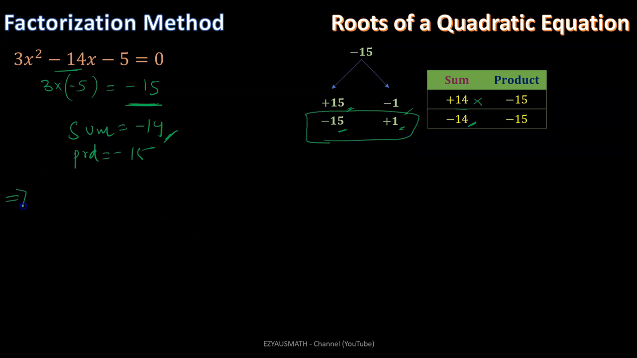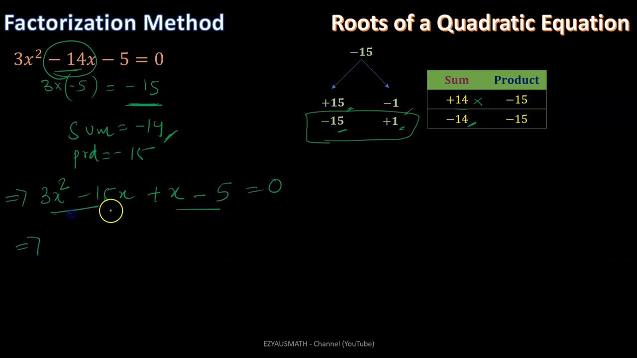So how can we write this expression? First of all, write the first term 3x squared, but now minus 14x can be split as minus 15x and plus 1x, or you can simply write plus x, and minus 5 is equal to 0. Now take a pair of two terms and try to find out the common factor.